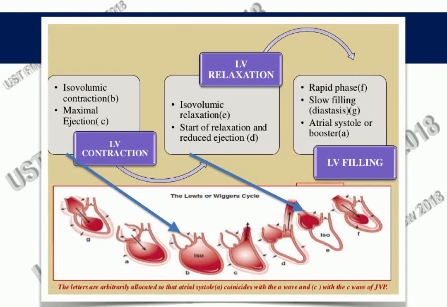If you review your cardiac cycle, of course, you have two phases, which are your systole and your diastole. During systole, the processes that occur consist of isovolumic contraction, followed by maximal ejection, brought about by left ventricular contraction. During diastole, this is the phase of left ventricular relaxation, consisting of the following phases: isovolumic relaxation, the start of relaxation and reduced ejection, and of course the last phase is your atrial kick or atrial systole.